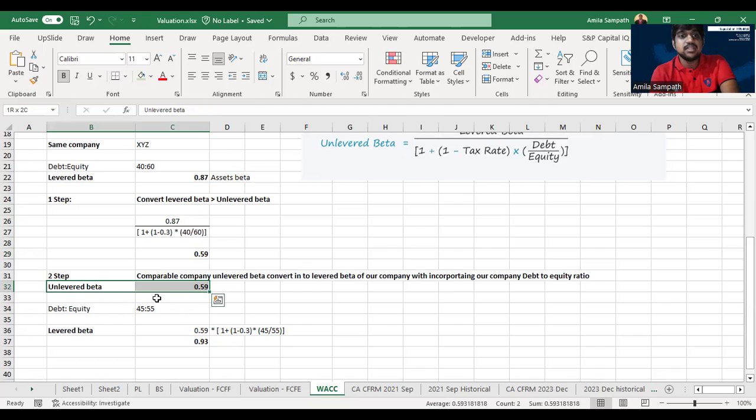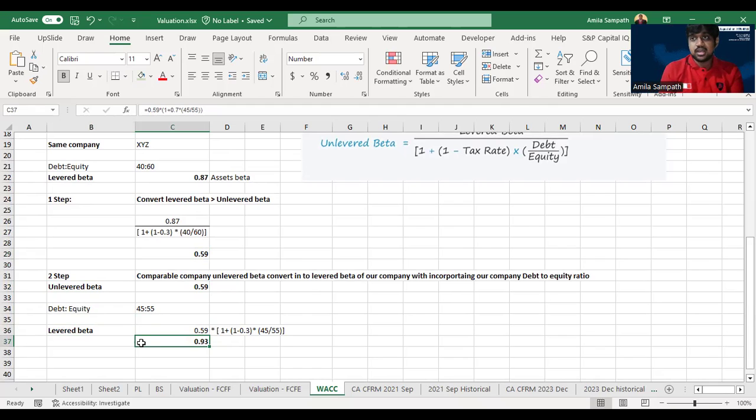Then we need to convert this unlevered beta into the levered beta based on our financial leverage, or our debt to equity ratio. Then we derive our levered beta as 0.93. Then we can use this 0.93 for our cost of equity calculation using the CAPM.